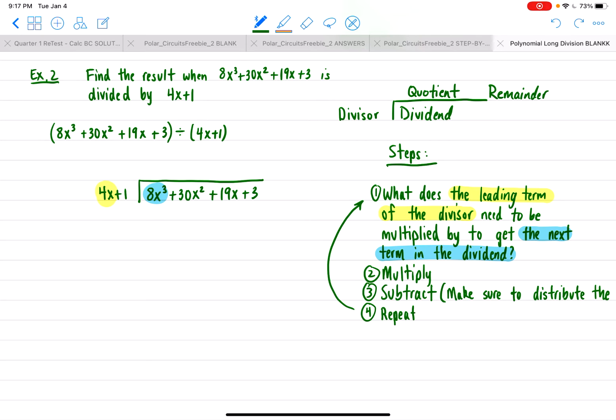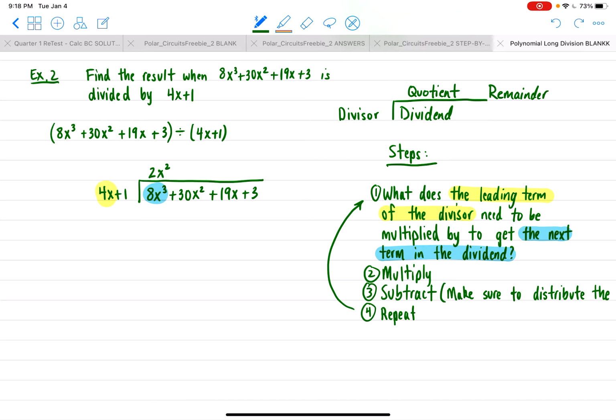Okay, so let's think about that. What would you need to multiply 4x by to get 8x cubed? Well, 4 times 2 would give you 8. And then what do you need to multiply x by to get x cubed? You're going to have to multiply by x squared, right? So 4x times 2x squared is going to give you 4 times 2 is 8, and x times x squared is x cubed. So the result there is 8x cubed. So that's what you need to multiply 4x by to get 8x cubed. So that's step 1, and you write that up here.